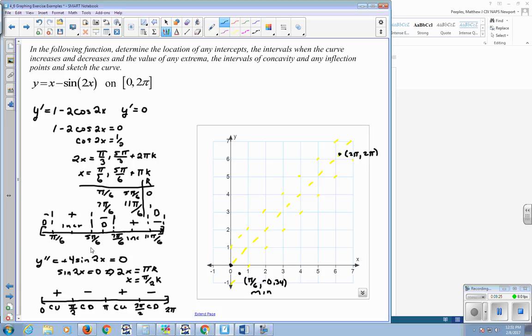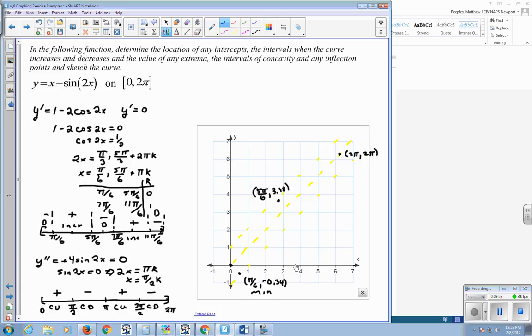We go to our next point at 5 pi over 6. At 5 pi over 6, which is just a little bit shy of 3 right here, we get about 3.48. So right about here, 5 pi over 6 results in a value of about 3.48.